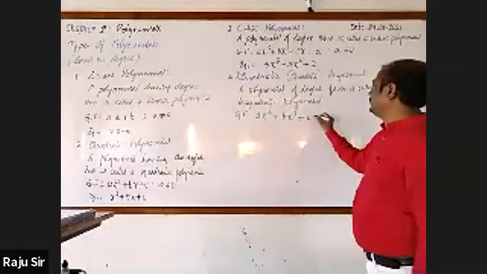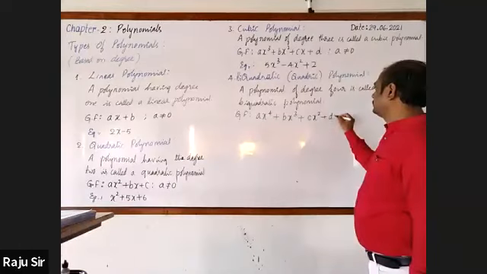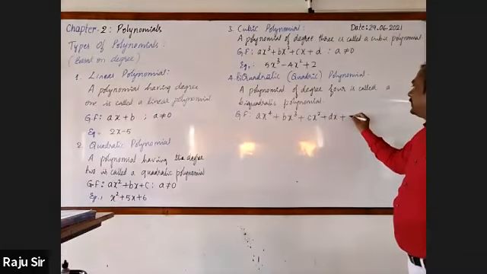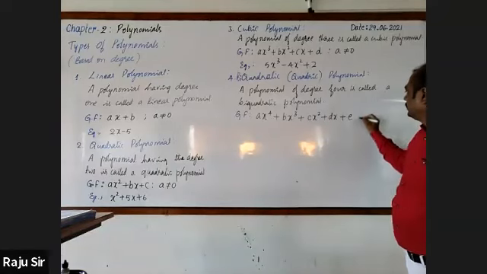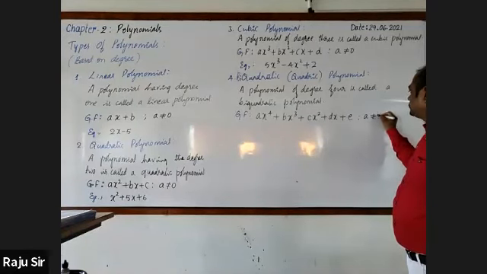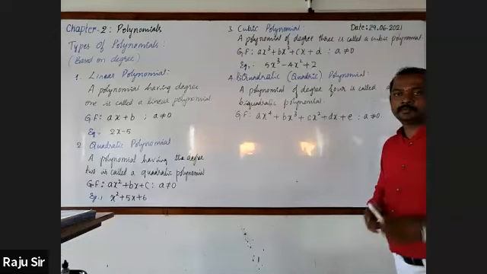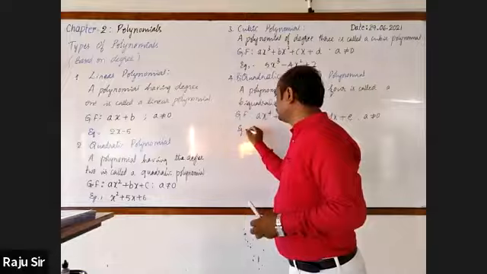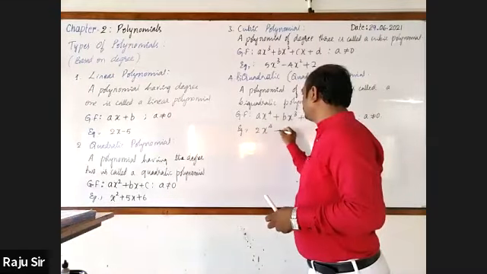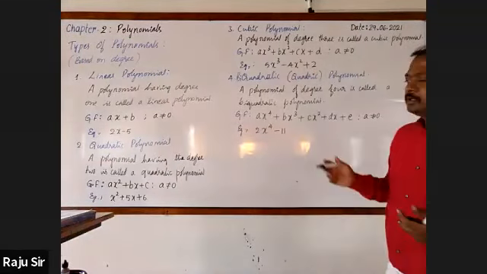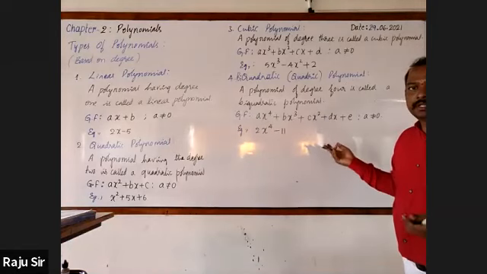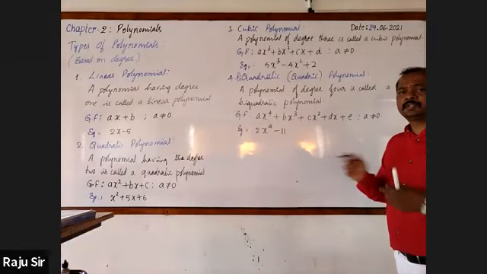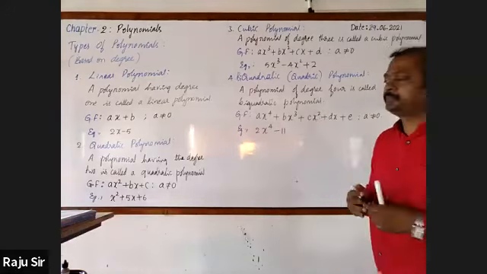plus cx square plus dx plus e, where a is not equal to 0. And let me give you one example for this. It is 2x raised to the power 4 minus 11. You may take only 2 terms. You may extend that to 3 terms, 4 terms, 5 terms. Any number of terms may be there.